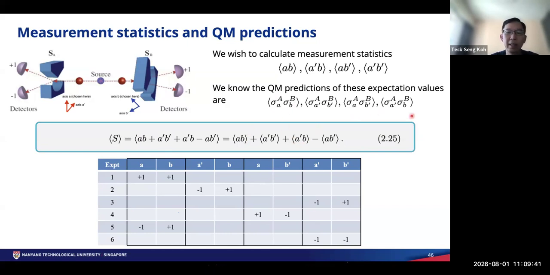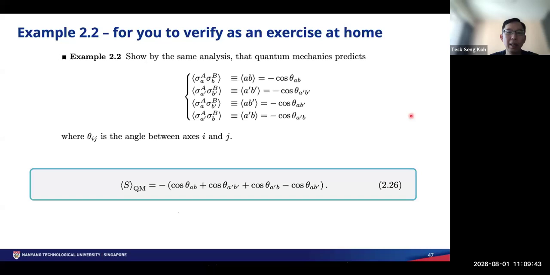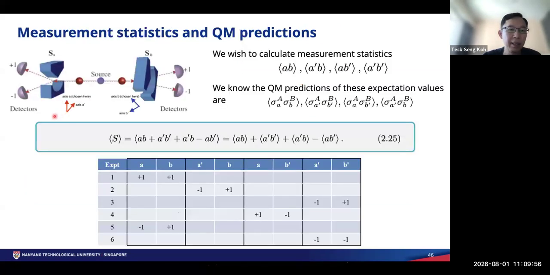And in quantum mechanics, the prediction is this: it depends on the angle between the choice of axis A and B, assuming that these chosen axes all lie on the same plane. So it's all in a 2D plane, just for simplicity for our calculations today.